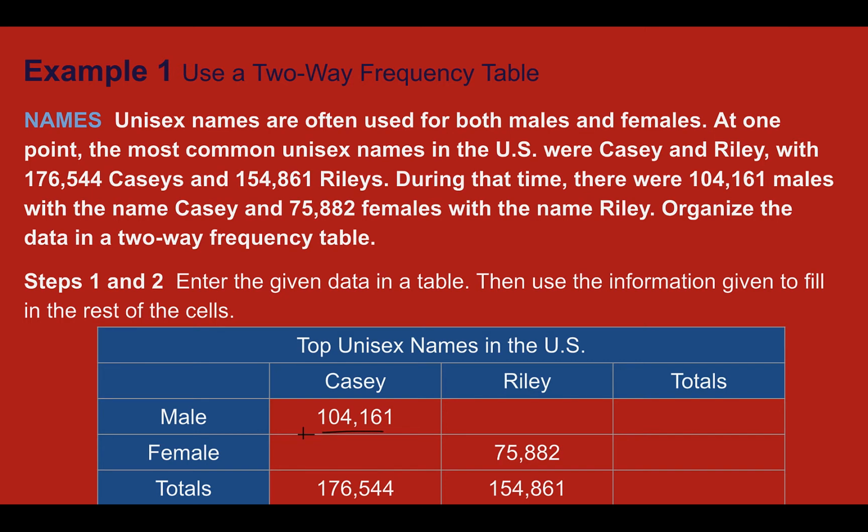104,161 plus whatever that number is going to equal 176,544. And then the male Rileys plus this number is going to equal that total. And then whatever that total plus that total equals that total. So they add sideways and down, which is a way you can check. At the very end, your last one should come out to work, and if it doesn't, something's wrong.